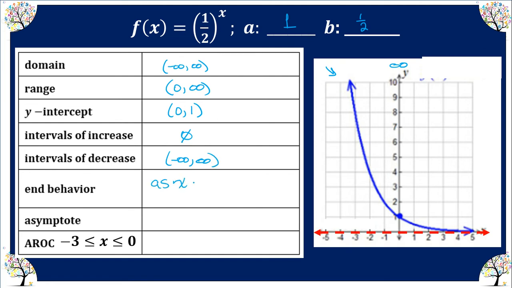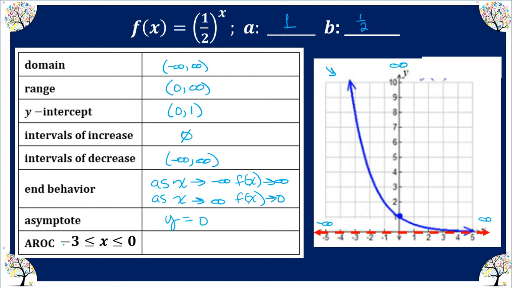Our end behavior: as x approaches -infinity, so as we go to the left, f of x, the end of the graph, goes toward positive infinity. Then on the right side, as x approaches positive infinity, as my x values get greater and greater, the output values approach 0, the asymptote. Our asymptote is y equals 0.